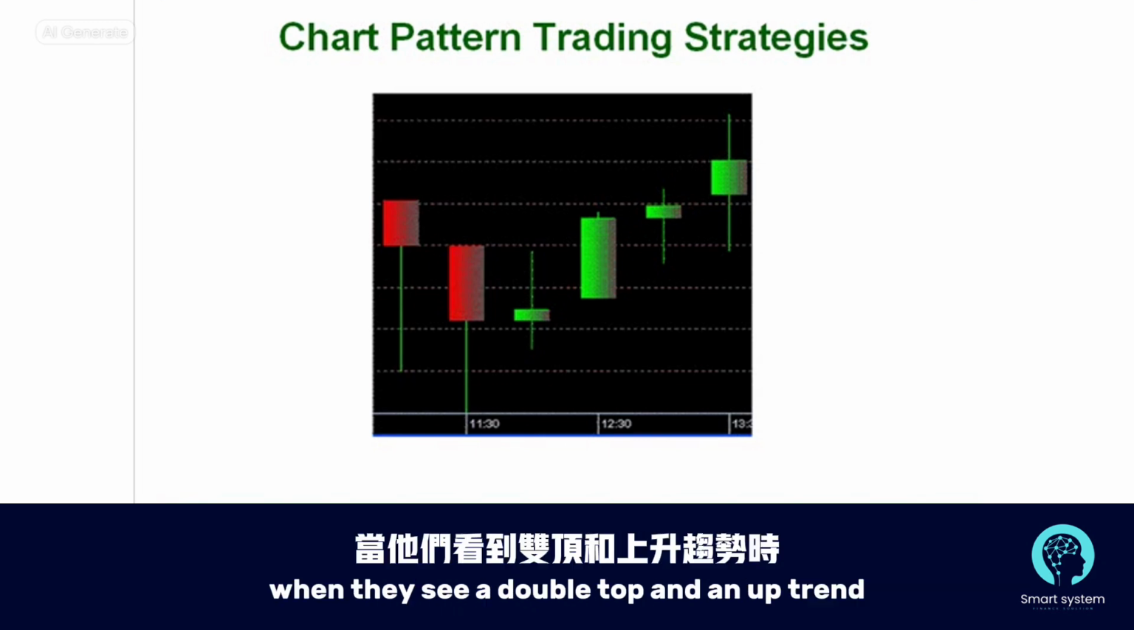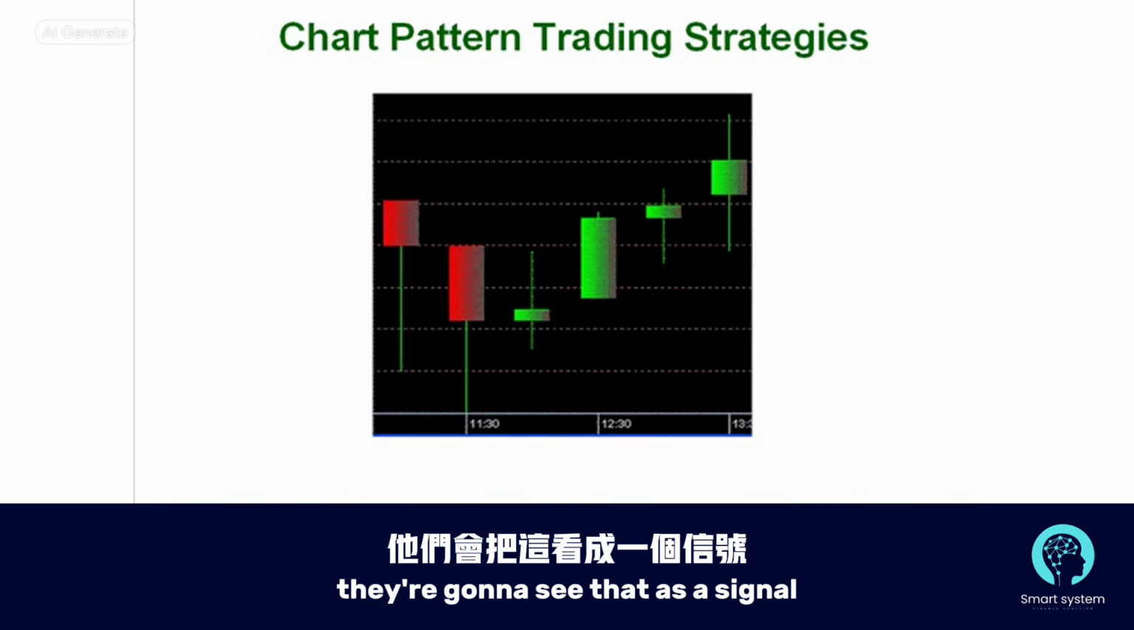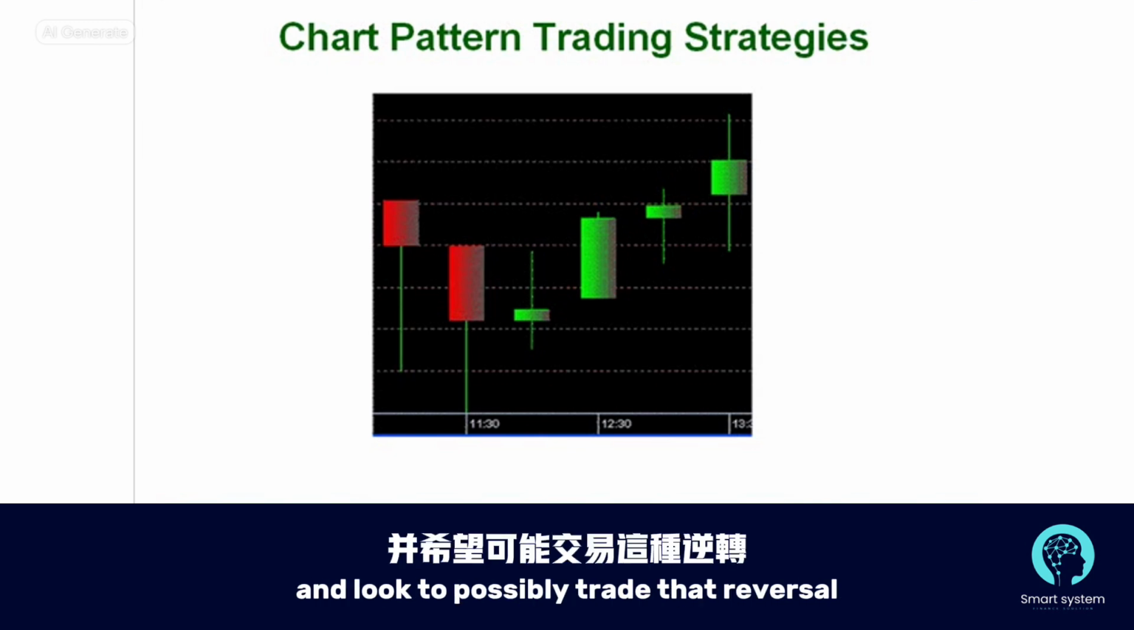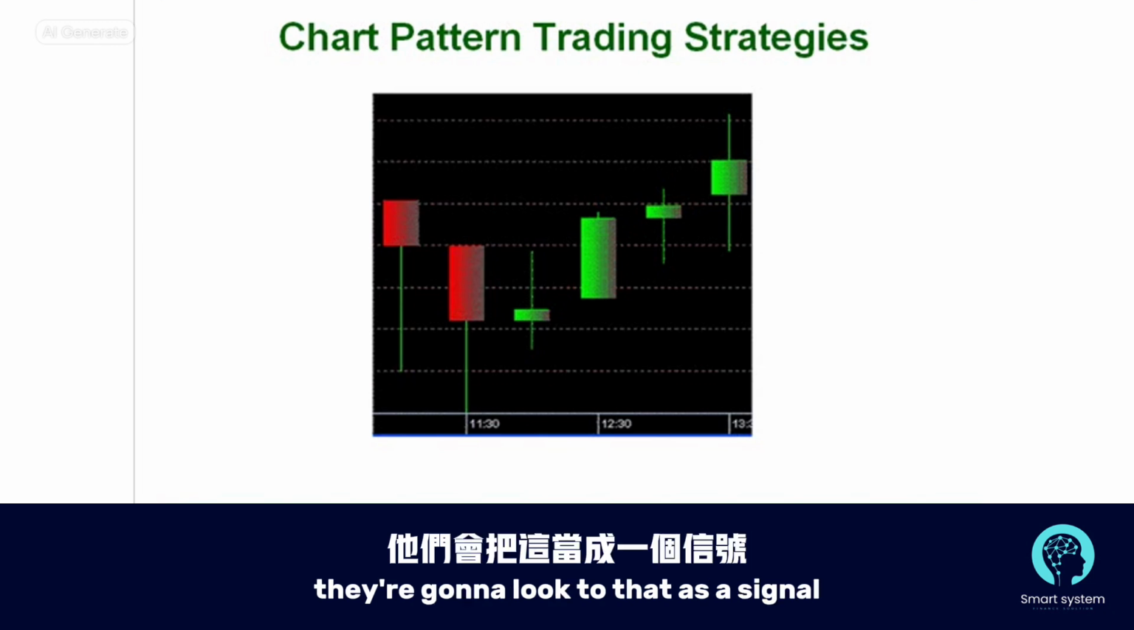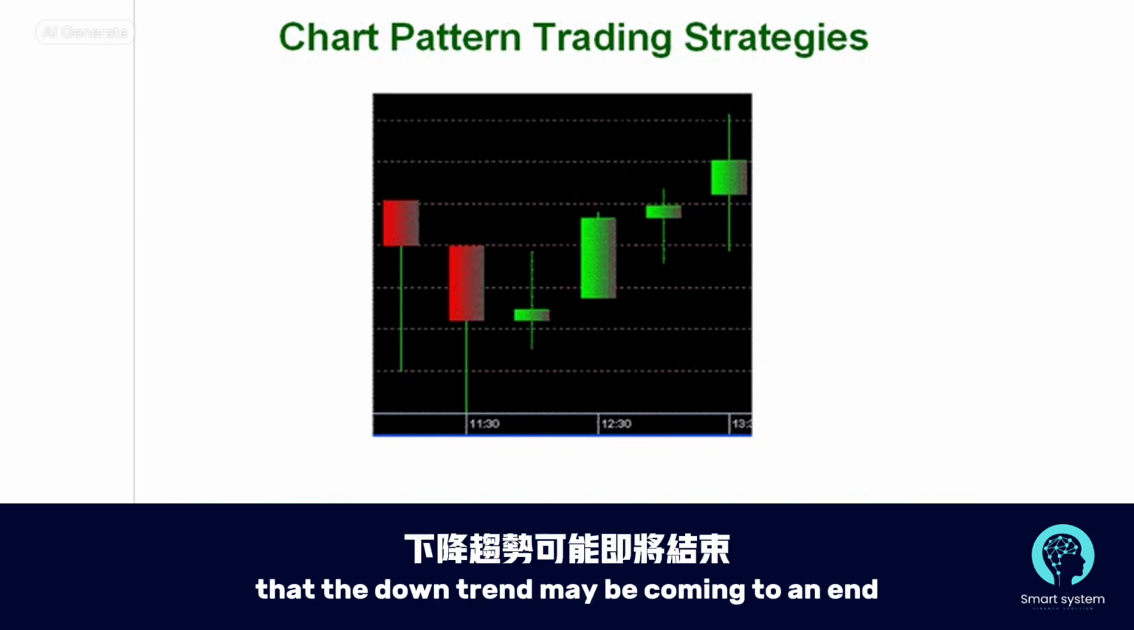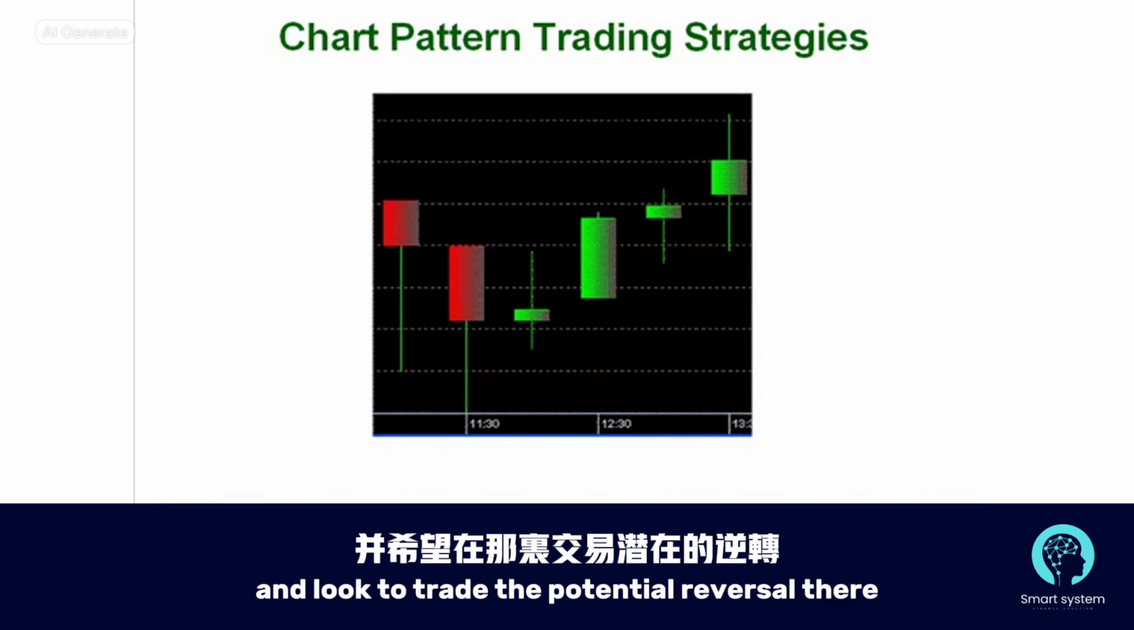When they see a double top in an uptrend, they're going to see that as a signal the uptrend may be coming to an end and look to possibly trade that reversal. When they see a double bottom in a downtrend, they're going to look to that as a signal that the downtrend may be coming to an end and look to trade the potential reversal there.